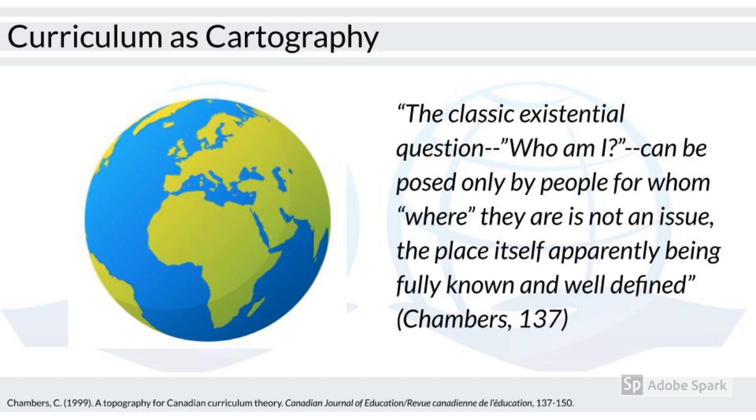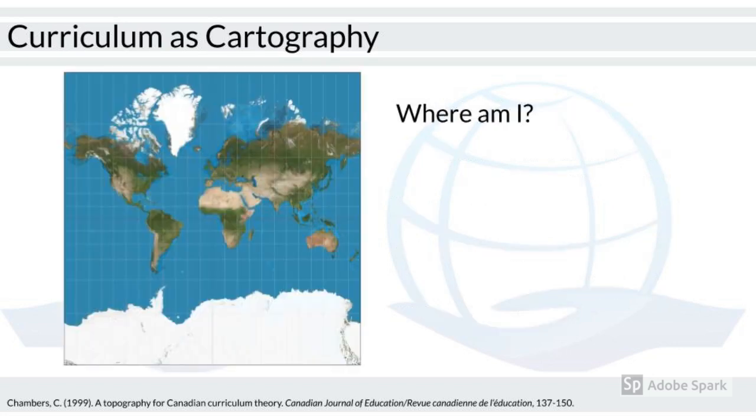In a topography for Canadian curriculum theory, Chambers says that the classic existential question, who am I, can be posed only by people for whom where they are is not an issue, the place itself apparently being fully known and well defined. Curriculum is impacted by where you live. Consider the differences in lived experiences between someone in the Northern Hemisphere versus the Southern Hemisphere. But what if the very tools we use to understand questions of where are flawed?